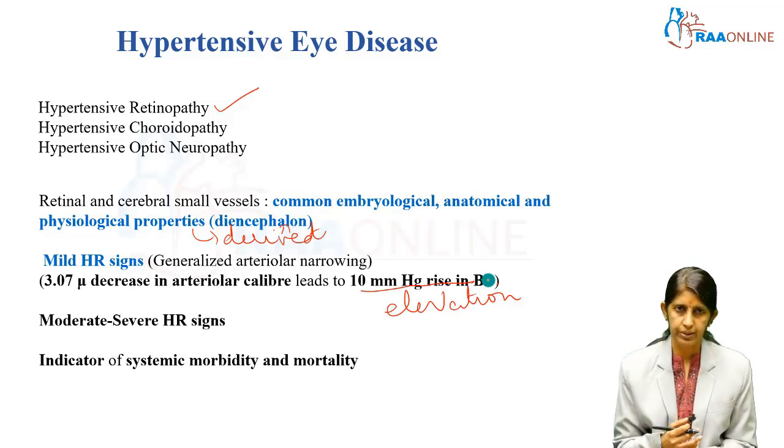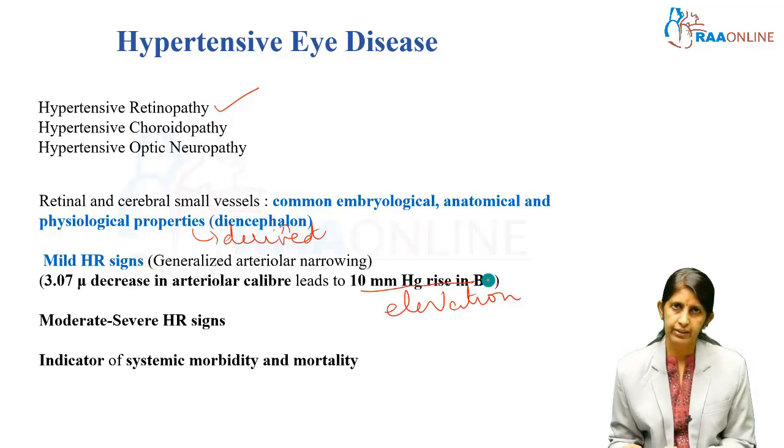Moderate and severe hypertensive retinopathy changes will be discussed from now on. An indicator of systemic morbidity and mortality is largely dependent on a good ophthalmic examination.